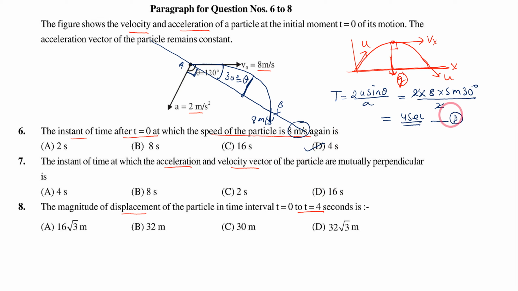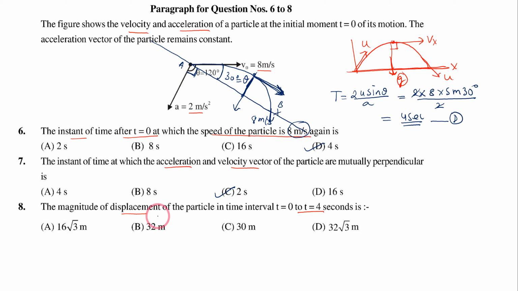Question number 6. At the instant when acceleration and velocity become perpendicular to each other, as I told you, when it is at the topmost point of the flight, in that case the velocity will be parallel to the x-axis and acceleration is perpendicular to the x-axis, right? So how much time does it take to go to the topmost point? Half of the total time. So 4 seconds is the total time, so half of that will be 2 seconds. So the answer to 7 will be C.